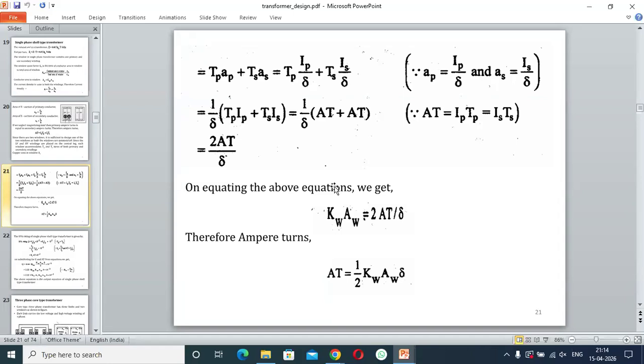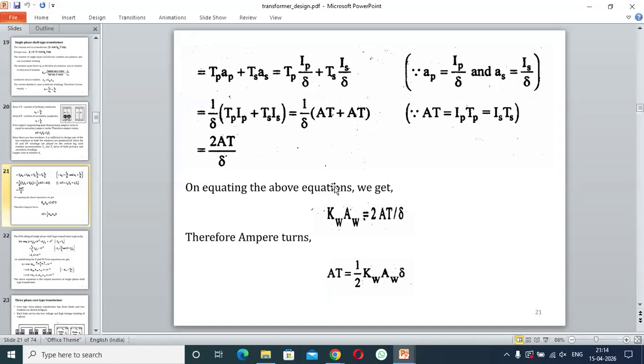So finally, if you see, it is going to become 1 upon delta (TPIP plus TSIS). Means TPIP and TSIS are the same. So in place of this, we will write down AT and AT, and it is going to become 2AT divided by delta.